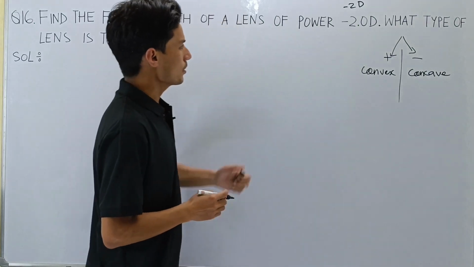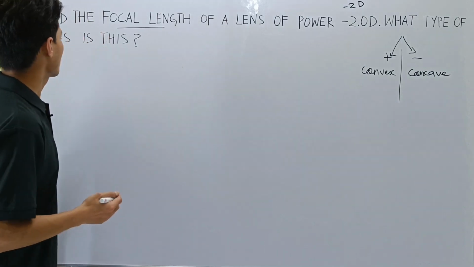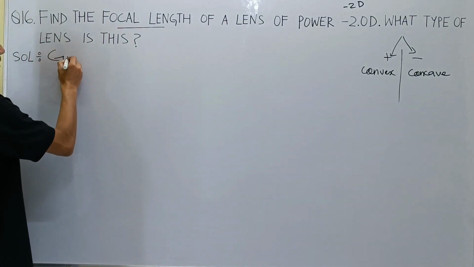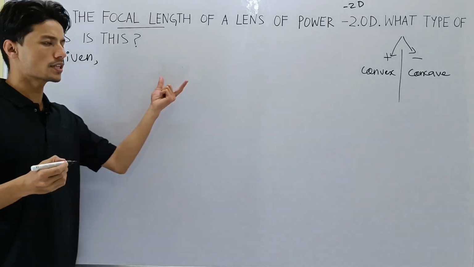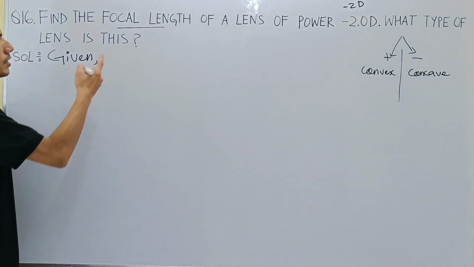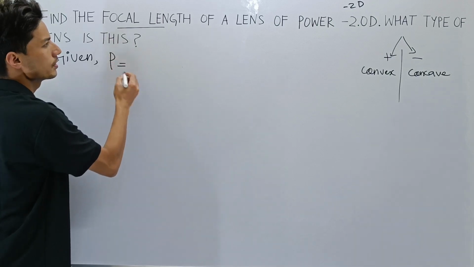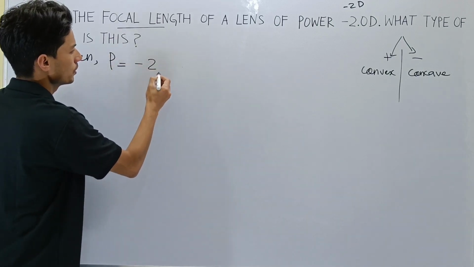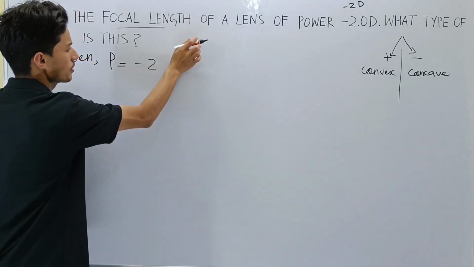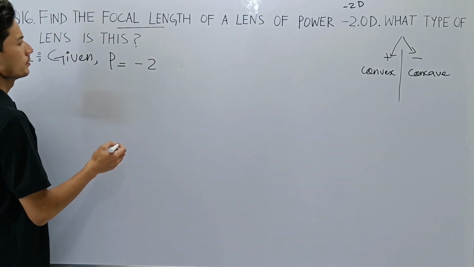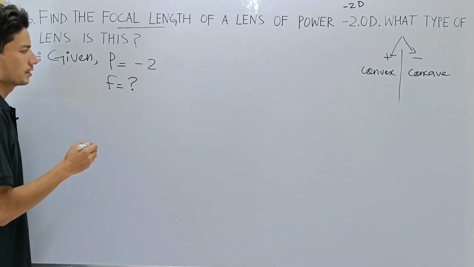Now, in the same way, calculating the focal length is also not that difficult. So, let us start calculating. The first thing we write is given. The things which are given to us, we write. So, given to us is power, P is given to us, minus 2 diopter. You can just write minus 2 only. Then, we have to find focal length. So, F, question mark.